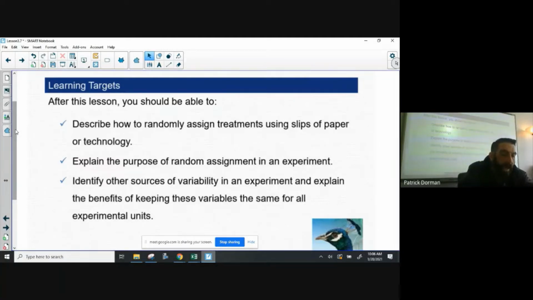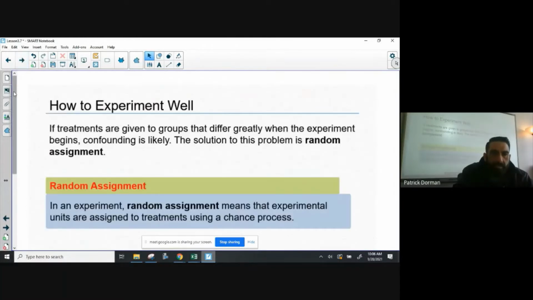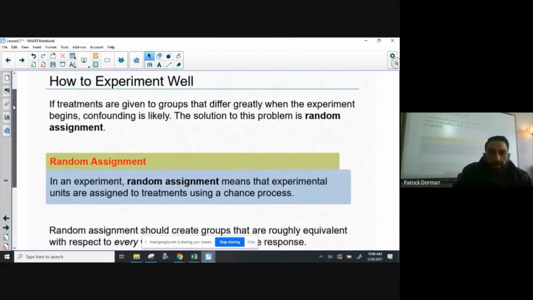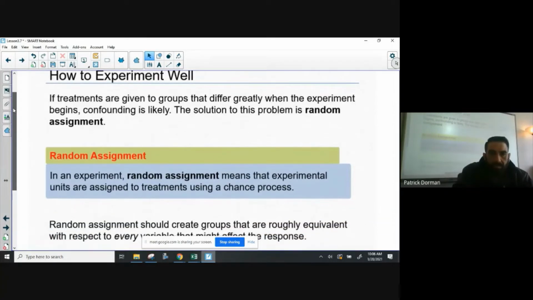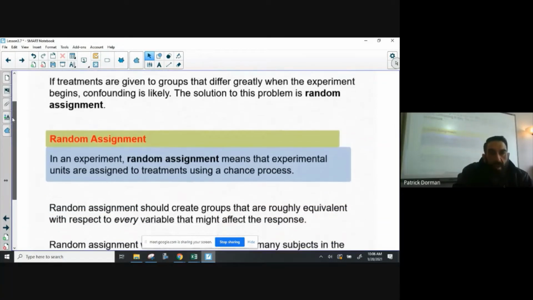Also talk about why we need to randomly assign our subjects to a control or an experiment group, and talk about confounding variables, how to avoid them, and things like that. All right. So we need to always do some sort of random assignment of our experimental unit.